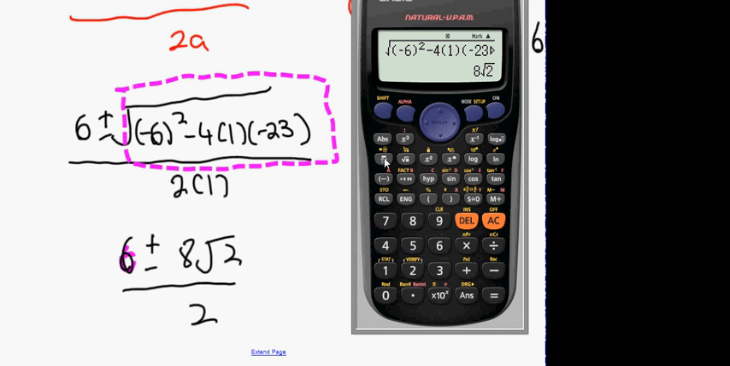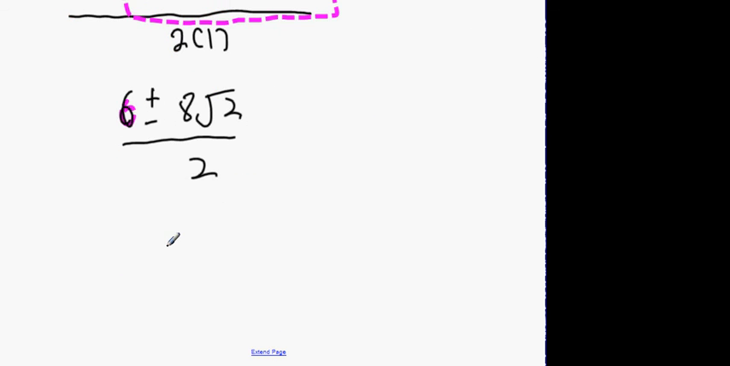Start off with the fraction button. Now see the plus or minus. Just do one of them at a time. Okay, so 8 root 2, all divided by 2, and there you get 3 plus 4 root 2. If one of them is 3 plus 4 root 2, what is the second one going to be? 3 minus 4 root 2.